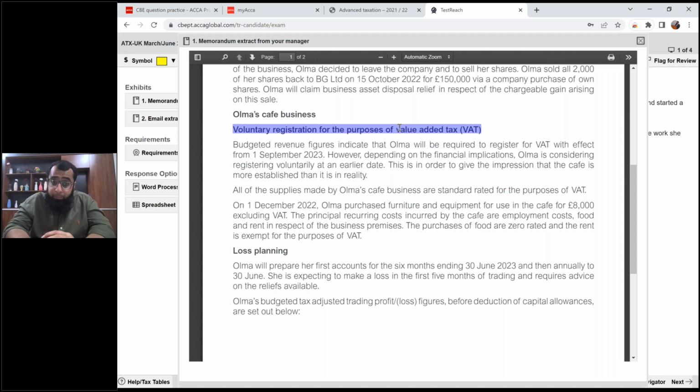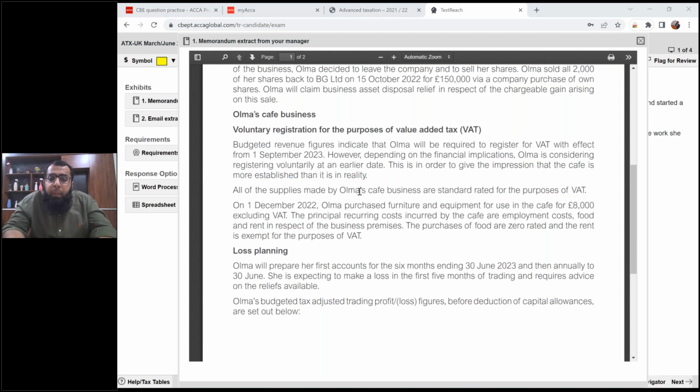Budgeted revenue figures indicate that Alma will be required to register for VAT with effect from 1st September 2023. However, depending on the financial implications, Alma is considering registering voluntarily at an earlier date. This is in order to give the impression that the cafe is more established than it is in reality. So businesses get themselves voluntarily registered so that they can give a good impression on the market.